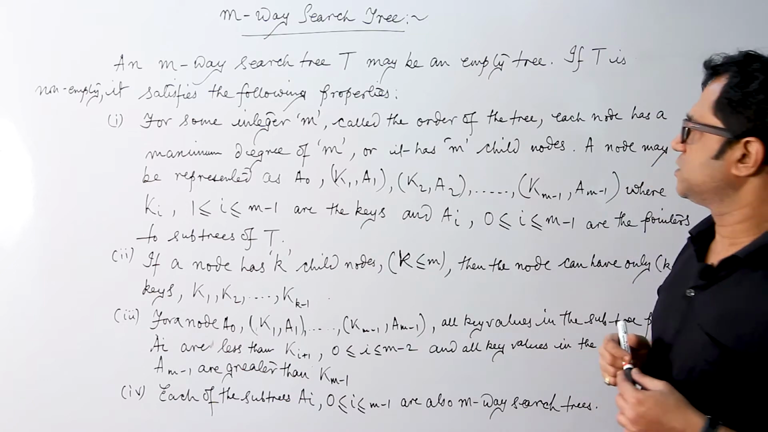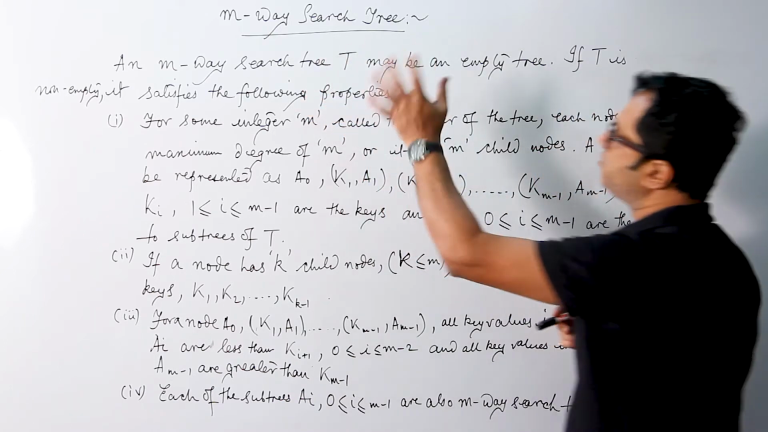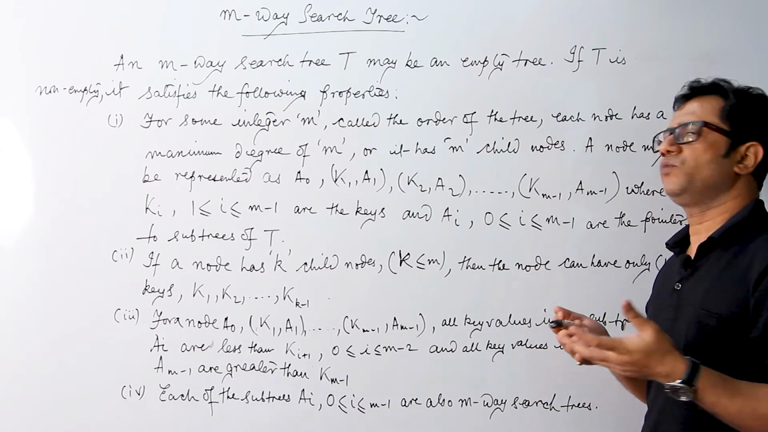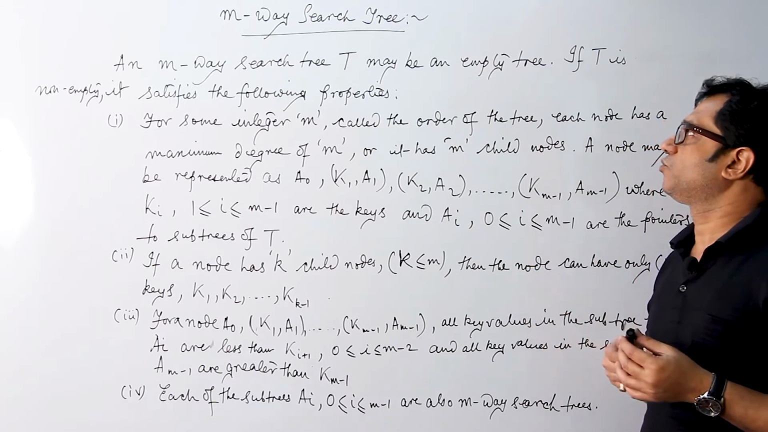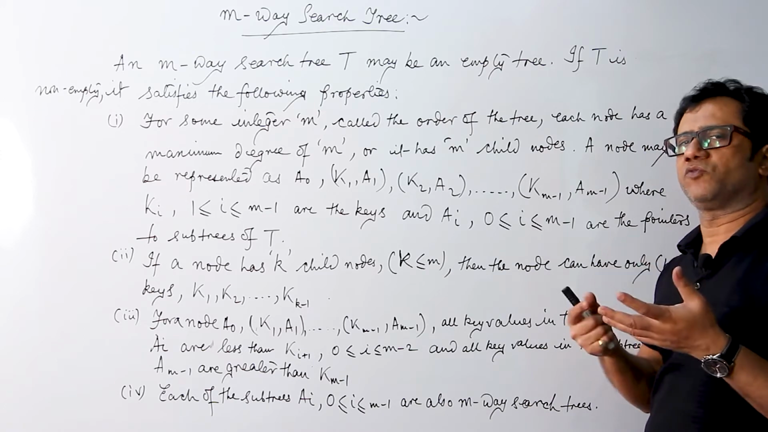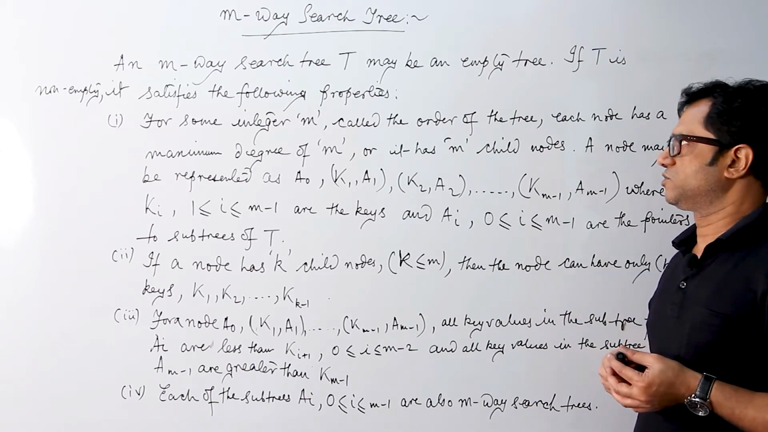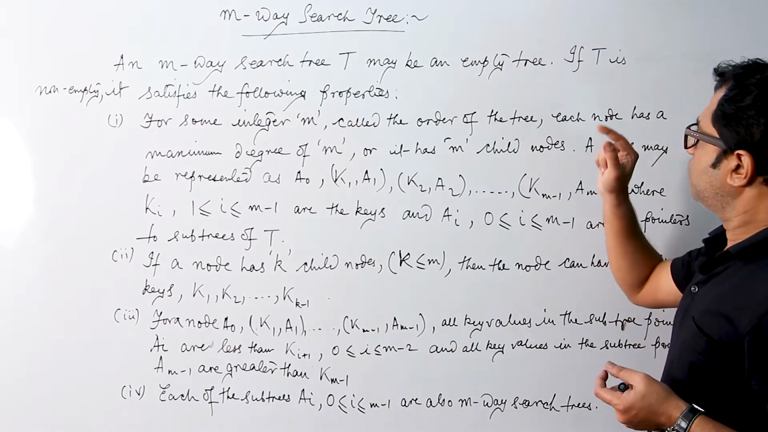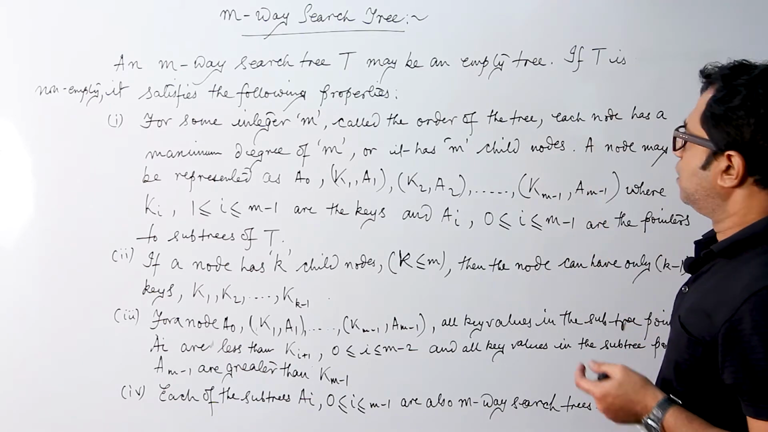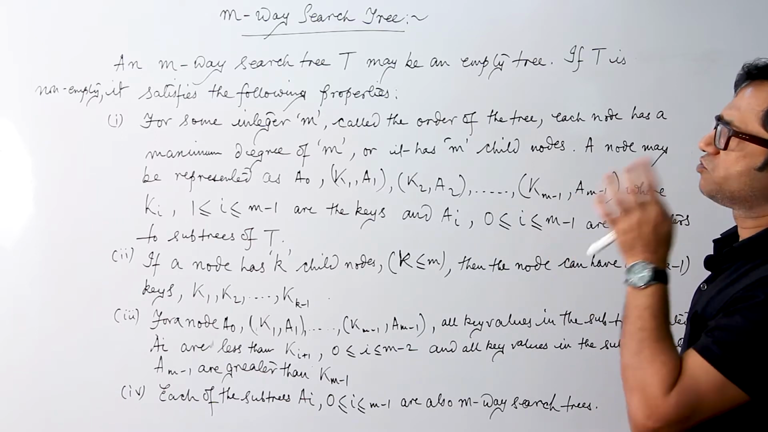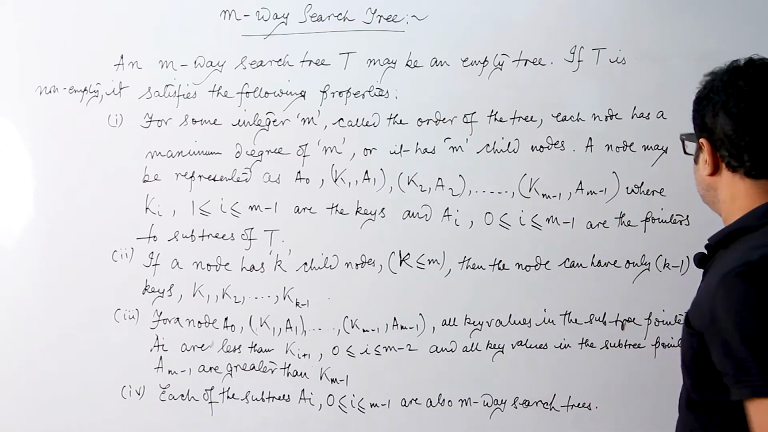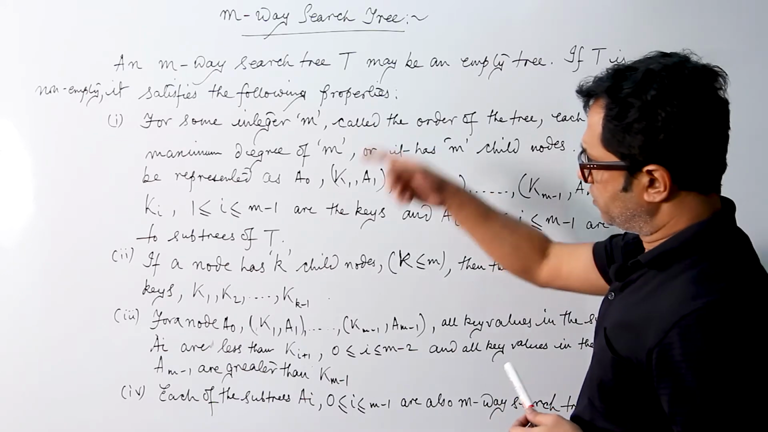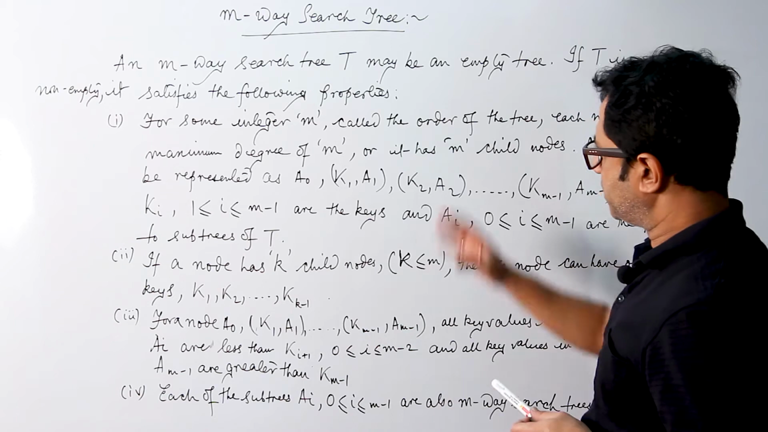What does it mean? An MWay search tree can be any tree which is empty, that is, nothing is there on the tree. If we see nothing in the tree, we can consider that empty tree to be an MWay search tree. If the MWay search tree contains some nodes, if it is non-empty, then it should satisfy the following properties, which I have given in a point-wise manner, and I will explain them one by one.